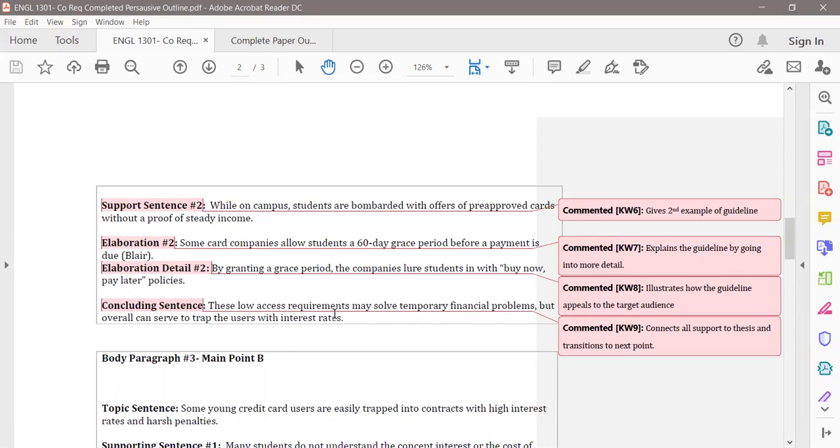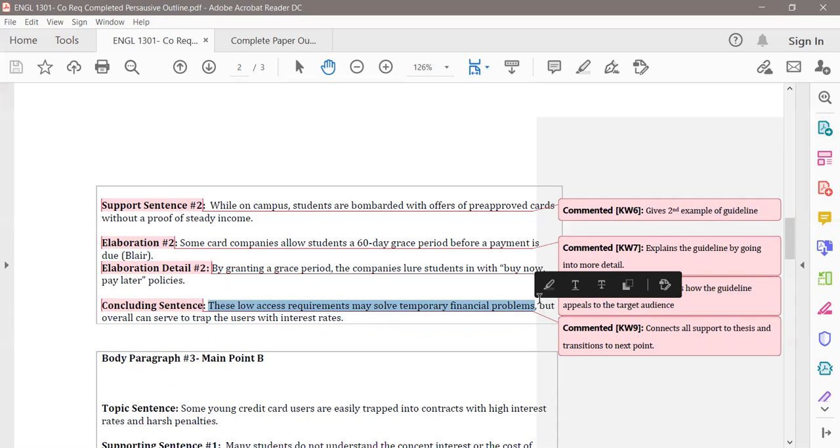So my concluding sentence states that low access requirements might solve some temporary financial problems, but overall it can serve to trap the users with high interest rates. Now note here that the first half of this sentence sums up what this paragraph was about: low access requirements and the fact that, okay, they're good temporarily.